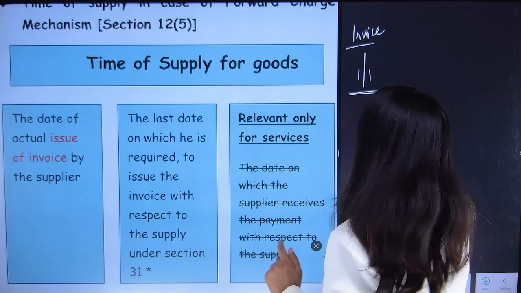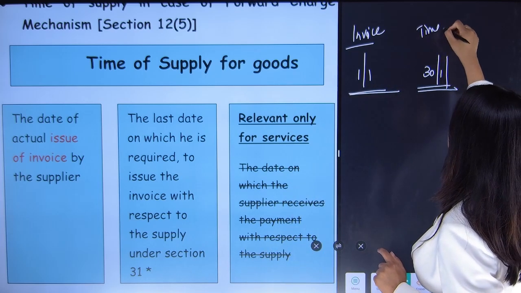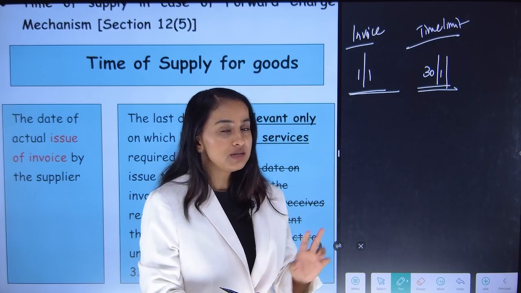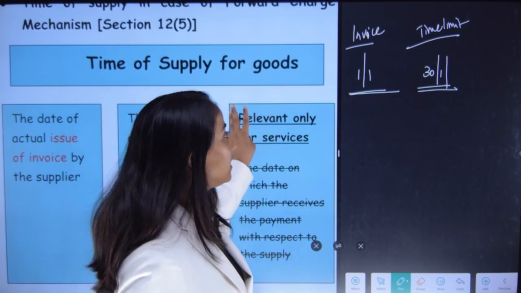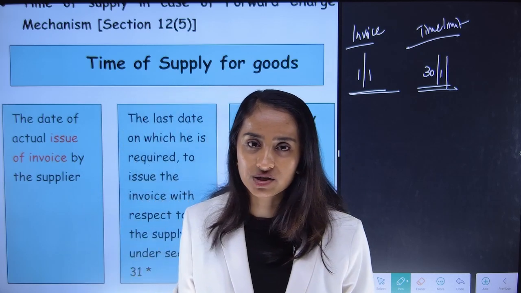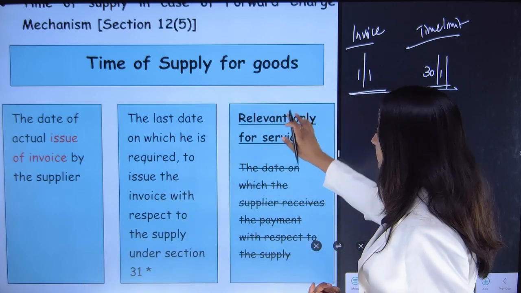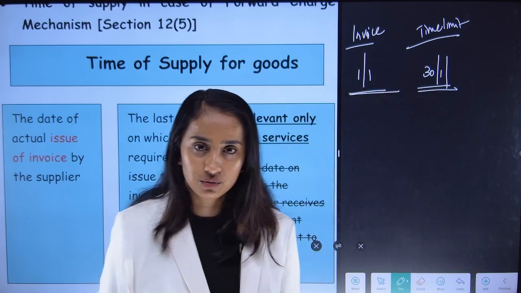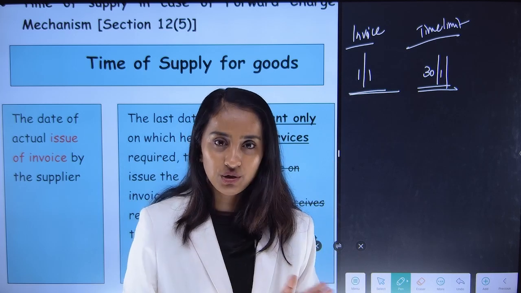Date of issue of invoice. Okay, last date, let's say the time limit for issuance of invoice was 30th January. Then here, please make a note, this is very important. Earlier it was there, date on which the supplier actually receives payment. So three things were seen. So under the section, this is still there. But by virtue of a notification, it has been told for supply of goods, even if you receive the payment, this payment should not be seen. So for time of supply of goods, the date of receipt, the day on which you actually receive the payment from the customer, that is irrelevant. You need not see that.